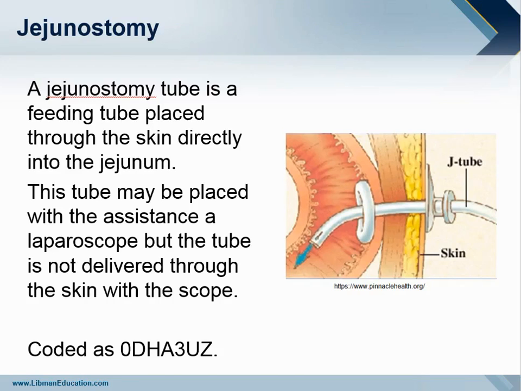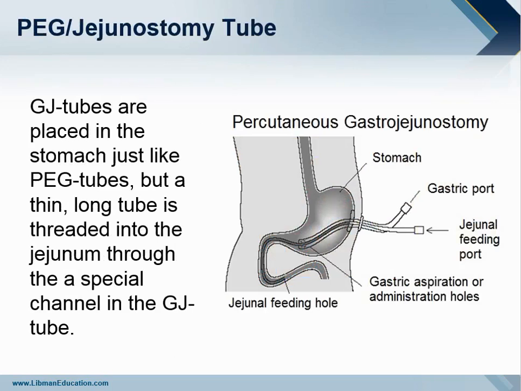So then the jejunostomy is the next question. Well, this is a tube, just like the gastrostomy tube, that goes through the skin but directly into the jejunum this time. And in this case, it's not an endoscope that helps, it may be a laparoscope. But again, the laparoscope doesn't deliver the tube through the skin, it just assists. So this is also a percutaneous approach, coded as 0DHA for jejunum, 3UZ.